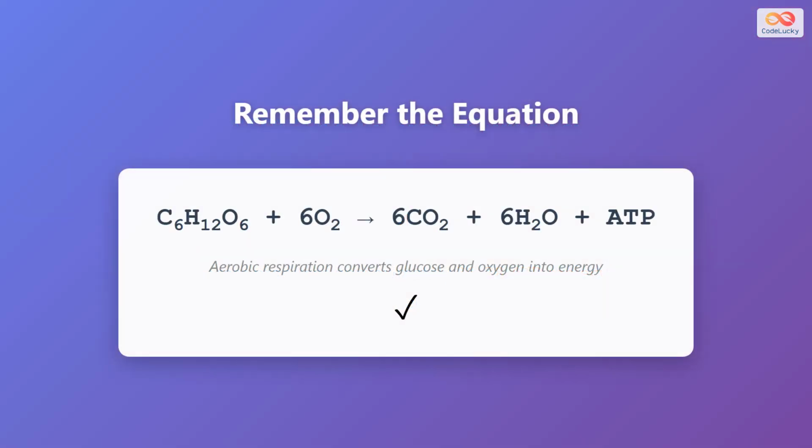Let's review the complete equation one final time. C₆H₁₂O₆ plus 6O₂ yields 6CO₂ plus 6H₂O plus ATP. This equation represents aerobic respiration, which converts glucose and oxygen into energy. Remember, glucose plus oxygen gives you carbon dioxide, water, and energy. This is the fundamental equation that keeps all aerobic organisms alive. Make sure you understand each component and what it represents. With this knowledge, you now understand the chemical basis of how your cells produce the energy you need every single day.